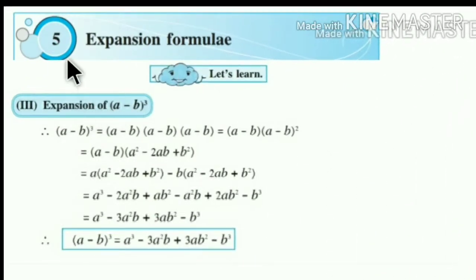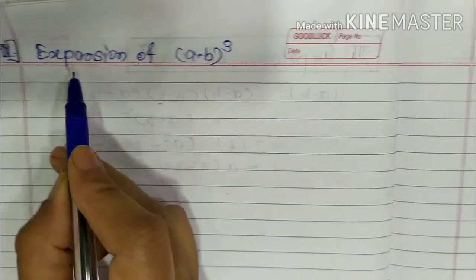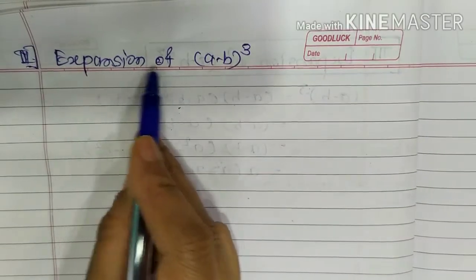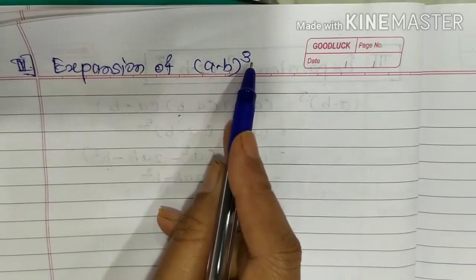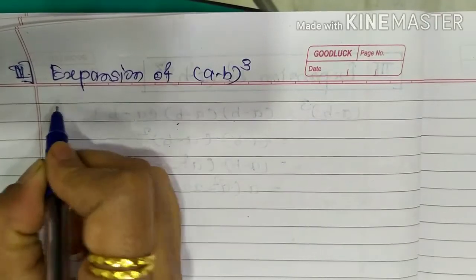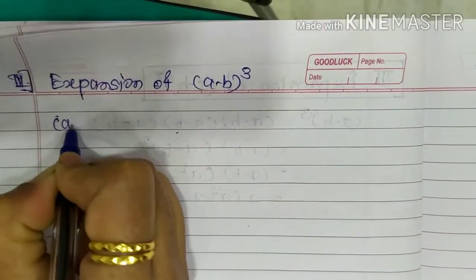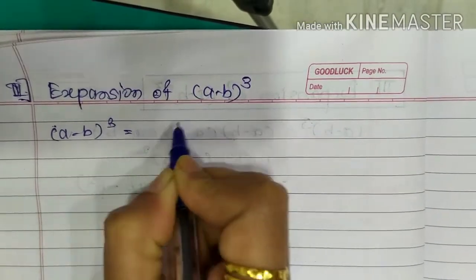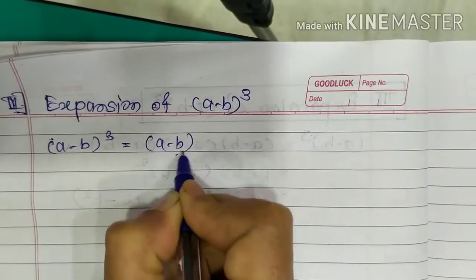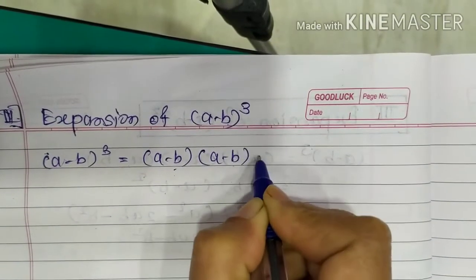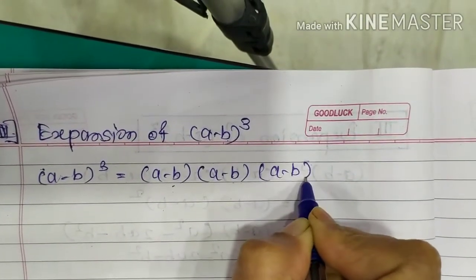In chapter 5, Expansion Formulae, let's learn the third formula of expansion, that is (a minus b) cube. So see the expansion of this formula. Third formula, expansion of (a minus b) cube. This (a minus b) cube we can write like this: (a minus b) into (a minus b) into (a minus b).